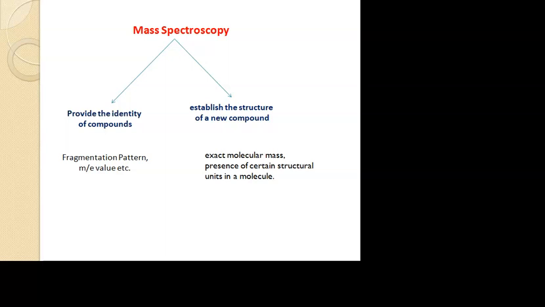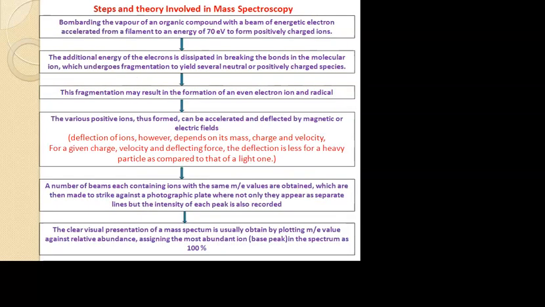Then we can establish the structure of a new compound by using mass spectroscopy, in which the exact molecular mass and the presence of structural units can be taken into consideration. These are the steps involved in the working or basic principle of mass spectroscopy.